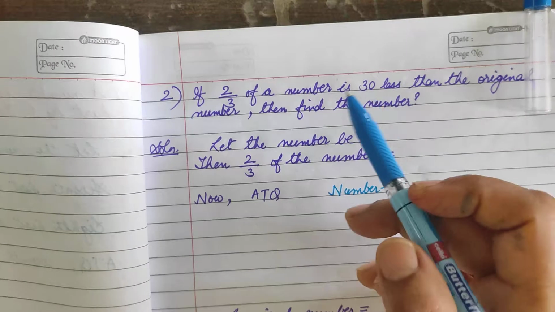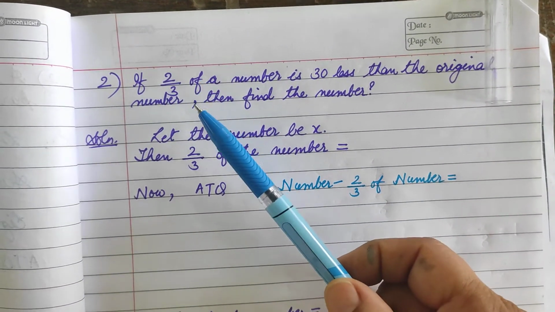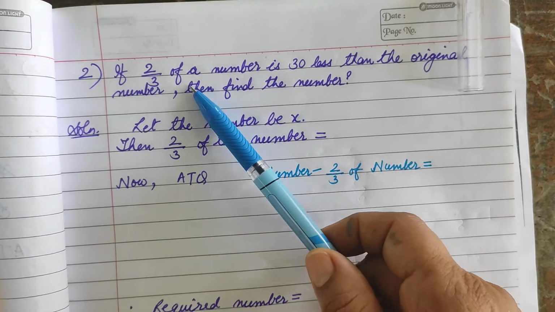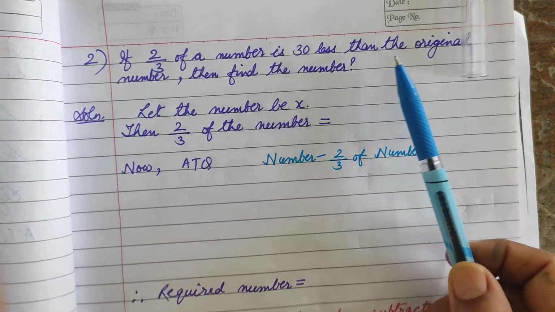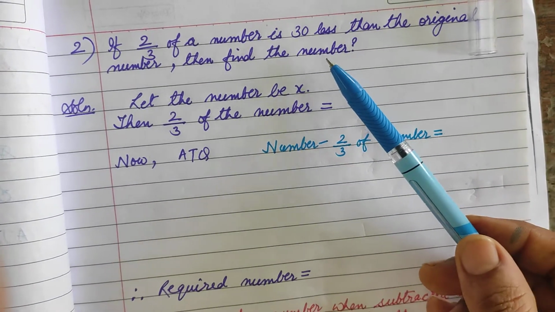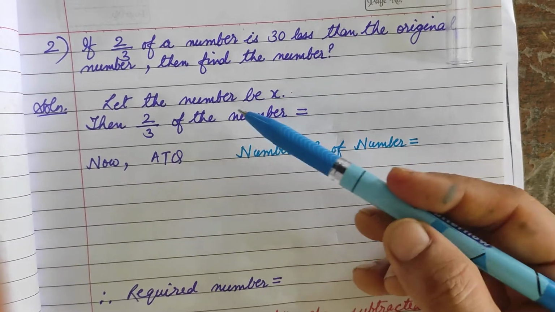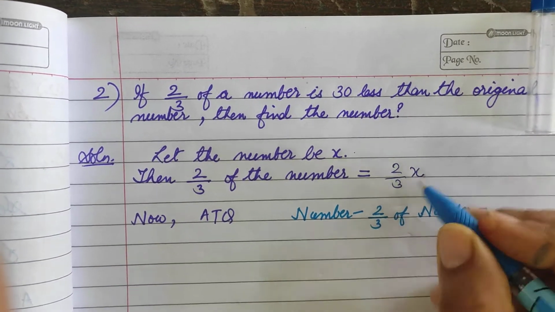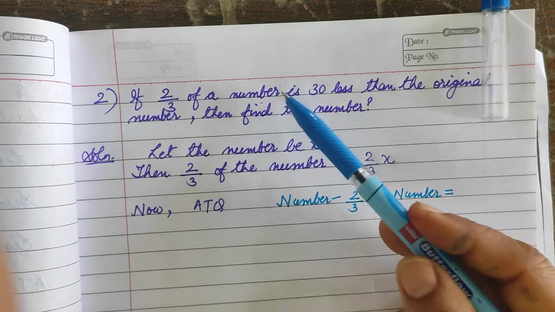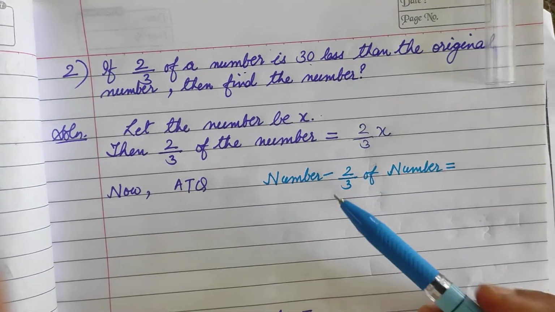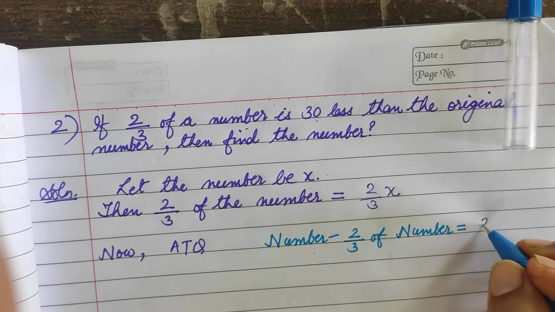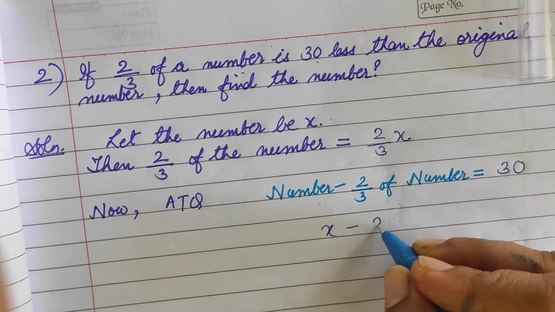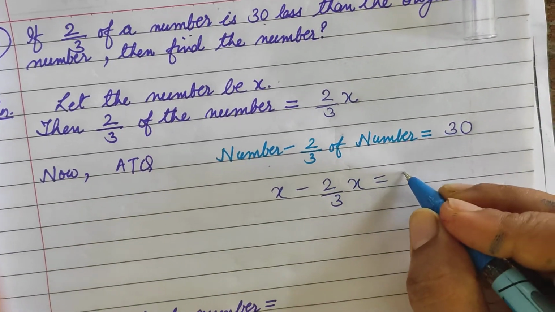Now I am just telling you the word problems, understand them properly. If 2 by 3 of a number is 30 less than the original number, then find the number. What is given? 2 by 3 of a number is 30 less than the original number, and we have to find that number. So this is unknown, so let the number be x. Then 2 by 3 of the number means 2 by 3 of x. Now according to the question, this 2 by 3 of x is 30 less than the number. So number minus 2 by 3 of the number is how much? 30. This difference is given to be 30. So x minus 2 by 3 of x is equal to 30.